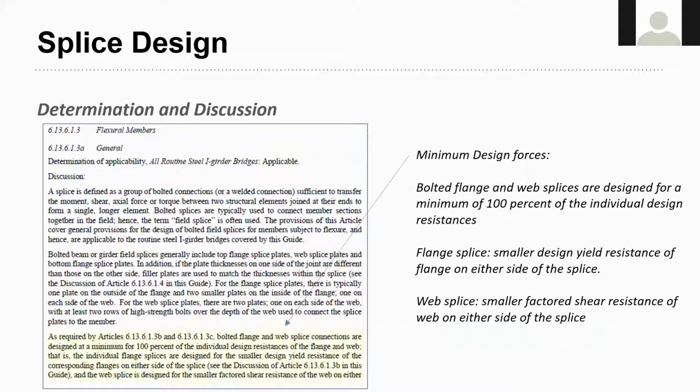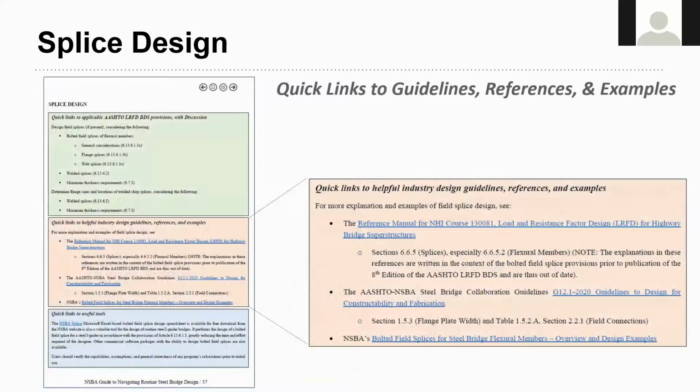What else does it tell me? Well, it tells me something about the minimum design forces as well. Bolted flange and web splices are designed for a minimum of 100% of the individual design resistances. The flange splice is the smaller design yield resistance of the flange on either side of the splice. And then the web splice is the smaller factored shear resistance of the web on either side of the splice. So it gives me some general parameters on what I'm going to be designing this splice for.